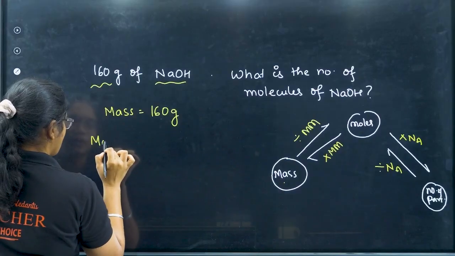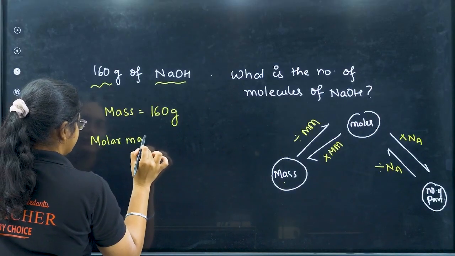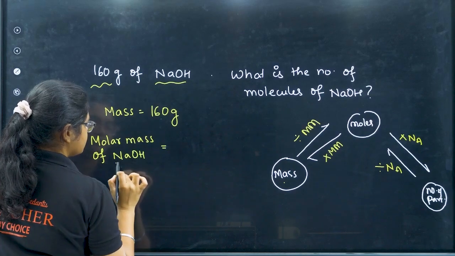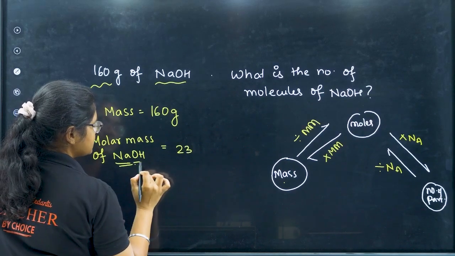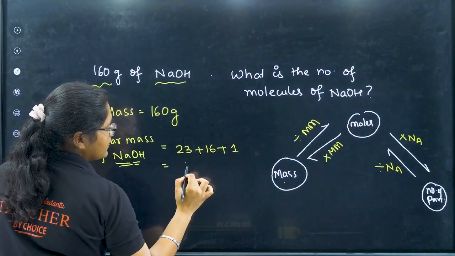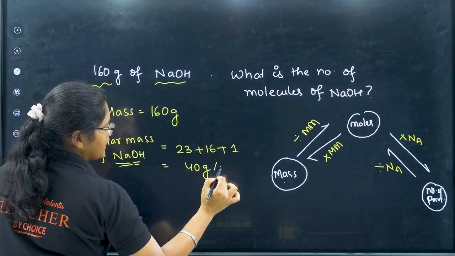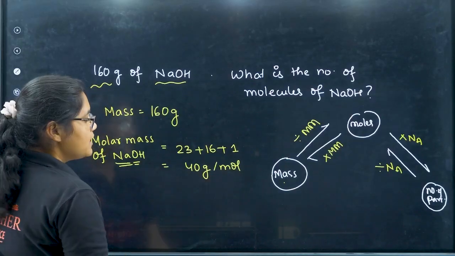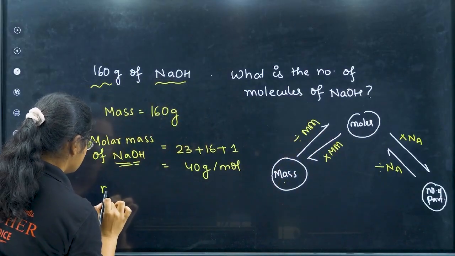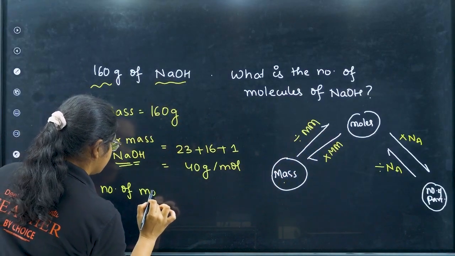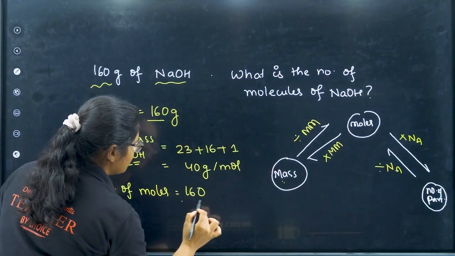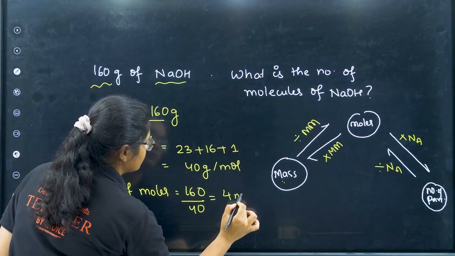Okay, so here I'll tell you how to calculate the molar mass as well. So let's calculate molar mass of NaOH. Okay, now sodium mass is 23, oxygen mass is 16, and hydrogen mass is 1. So if I add them all, I'll get 40 grams. Okay, when you write molar mass, it is 40 grams per mole. Now I have molar mass is 40, mass is 160. So what is the number of moles? Number of moles I will get here is, see, mass divided by molar mass, mass is 160, molar mass is 40, you will get 4 moles.